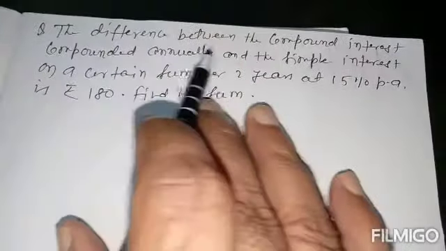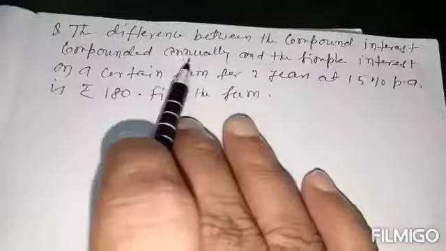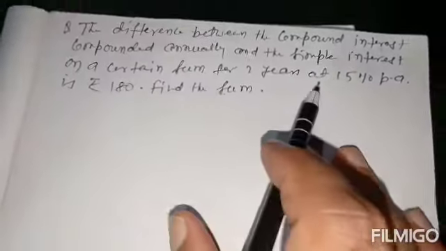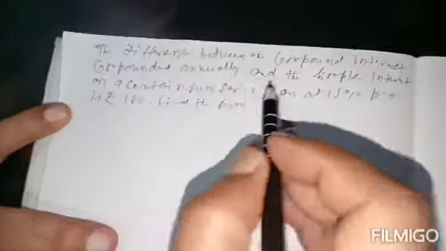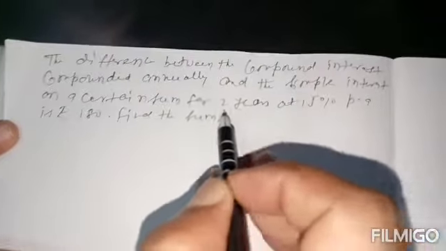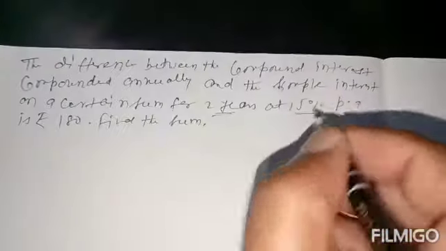Next question: the difference between the compound interest (compounded annually) and the simple interest on a certain sum for 2 years at 15% per annum is rupees 180. Find the sum. This means the difference between compound interest and simple interest is 180. Time is 2 years and the rate of interest is 15.